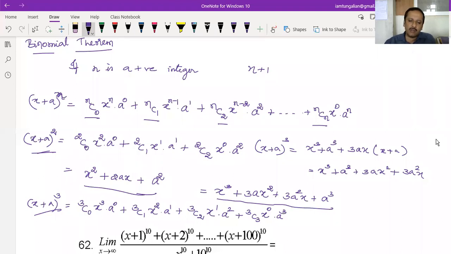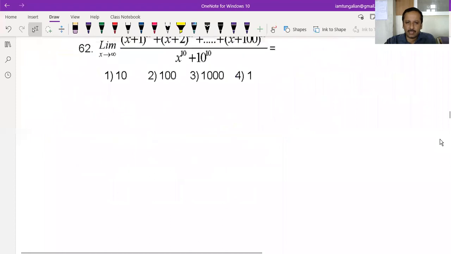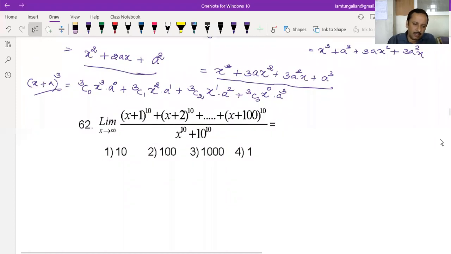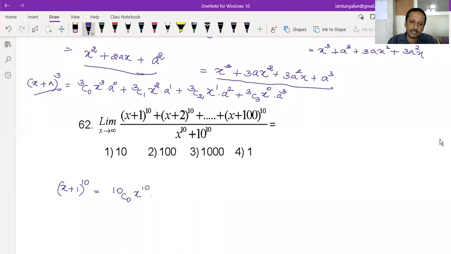Okay, so now coming to this problem. Here, if you consider only (x plus 1) whole power 10, if you expand it, you are going to get 11 terms. I'm not interested in all those 11 terms. I'm just interested in knowing what is the degree of this polynomial. So (x plus 1) whole power 10, its expansion would be like this: 10C0 x power 10 into 1 power 0, plus 10C1 into x power 9 into 1 power 1, etc.